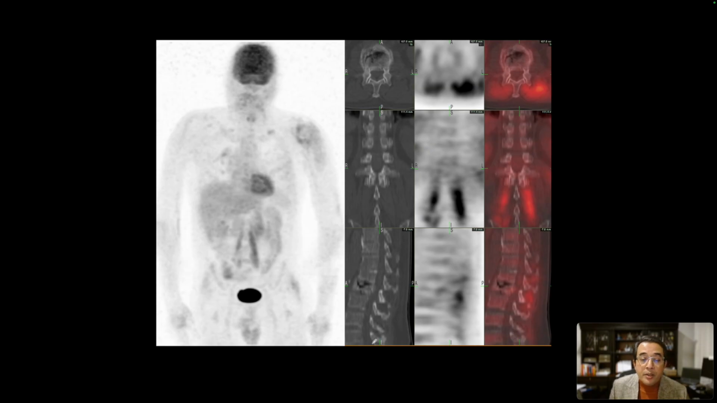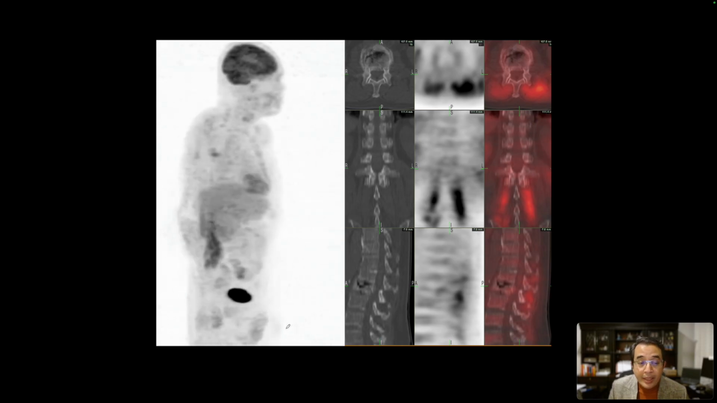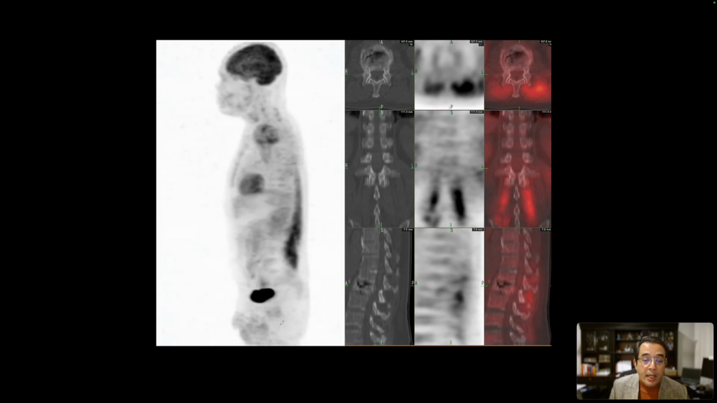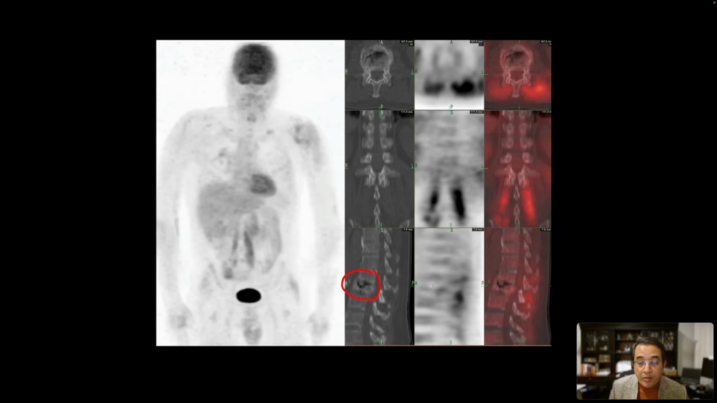This next patient with FDG PET CT showed linear intense uptake in paraspinal muscles, and this was secondary to muscle spasm from a compression fracture.